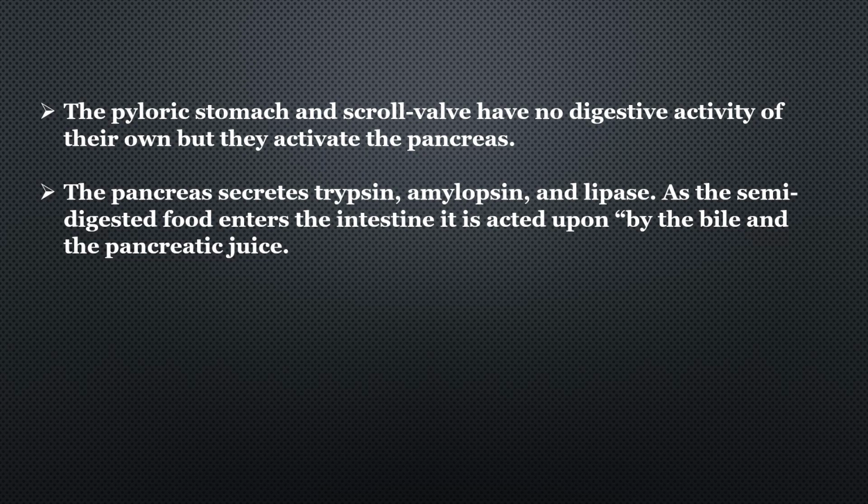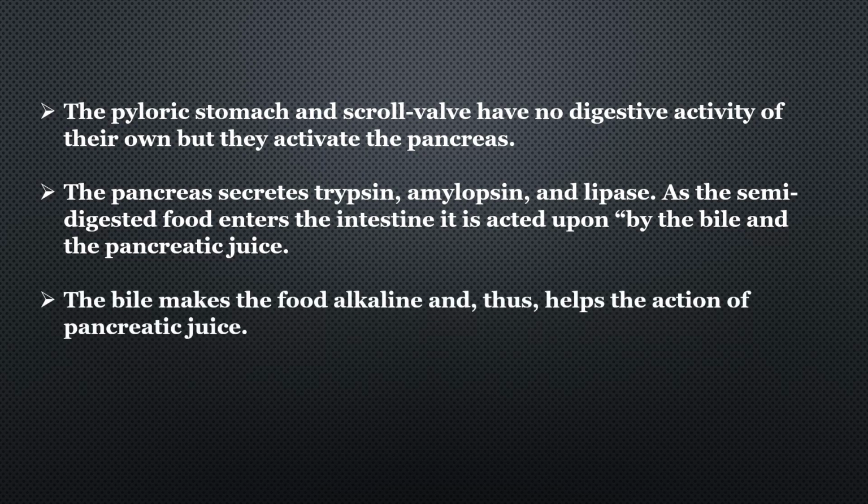As the semi-digested food enters the intestine, it is acted upon by the bile and the pancreatic juice. The bile makes the food alkaline and thus helps the action of the pancreatic juice. The trypsin acts on the remaining proteins. The amylopsin converts starch into sugar and lipase turns fats into fatty acids. The digested food is absorbed into the blood over the extensive surfaces of the intestine and scroll valve.